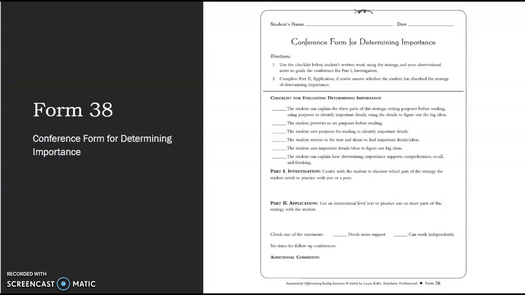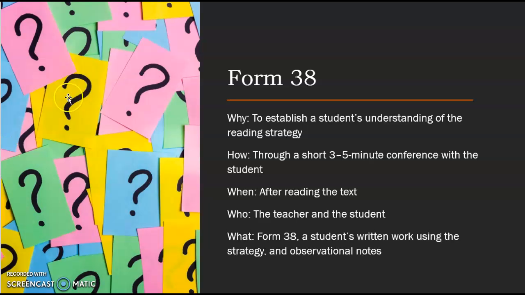And then to talk about the form itself. It was a pretty user-friendly form, just like all of the rest of them. Easy, very clear on what you're looking for and the answers that you're seeking. So why would we need to use the form? To establish a student's understanding of the reading strategy and how well they use it. How, through a short 3 to 5 minute conference with the student. When, after reading the text. Who, the teacher and the student. And what, Form 38, a student's written work using the strategy, and observational notes are all things that you would want to bring to the conference.